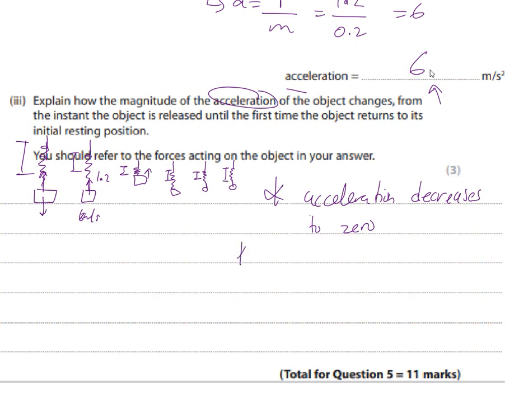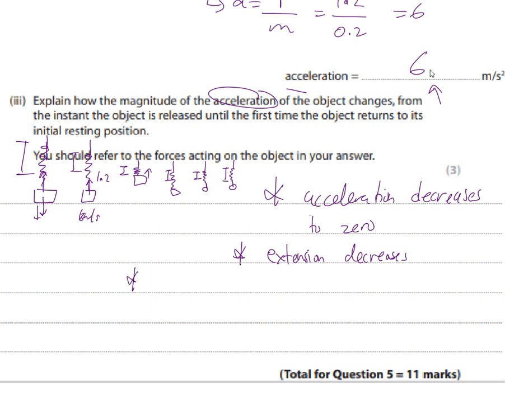The second one is what happened is the extension decreases, because earlier you were pulling it down, so you were holding it, and when you let go, it goes back up, and then it eventually comes back to its original shape. So therefore, its extension decreases.